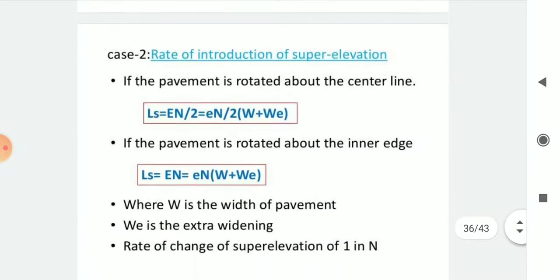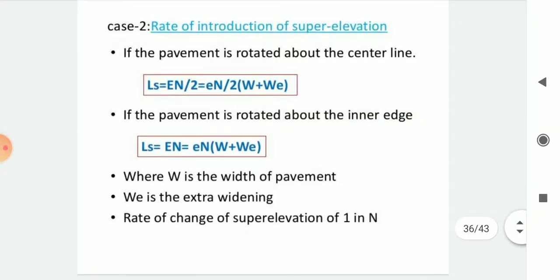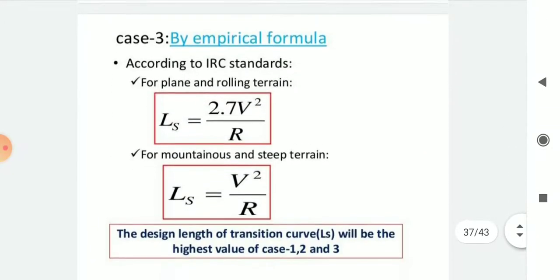And what is the second case? Rate of introduction of super elevation. In this case, if the pavement is rotated about the center line, then we get LS = (En/2)(W + We). And if the pavement is rotated about the inner edge, LS = En(W + We), where W is the width of pavement, We is the extra widening, and the rate of change of super elevation is 1 in N.